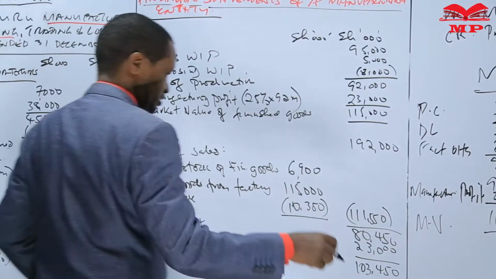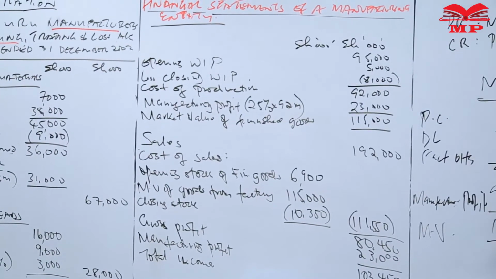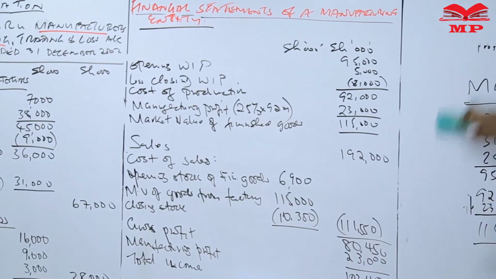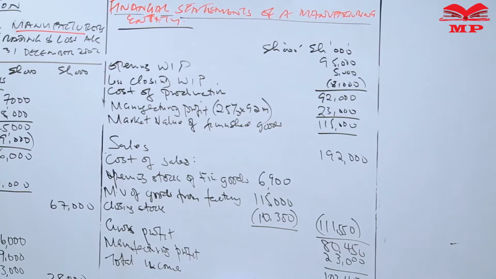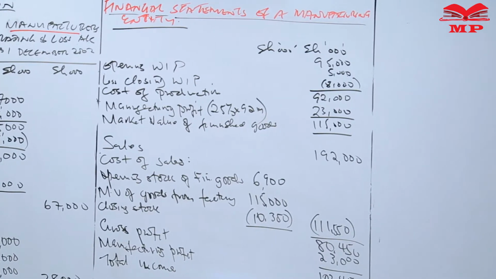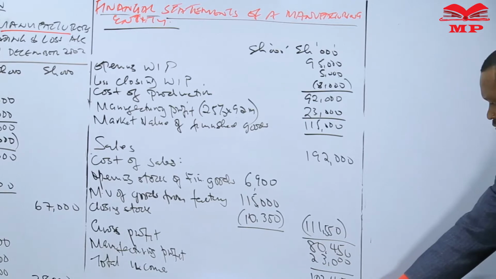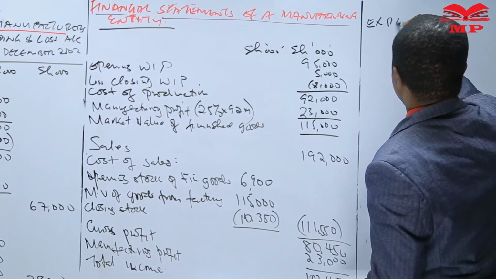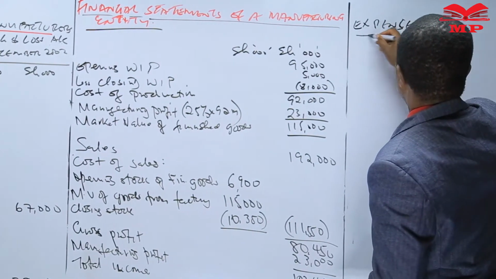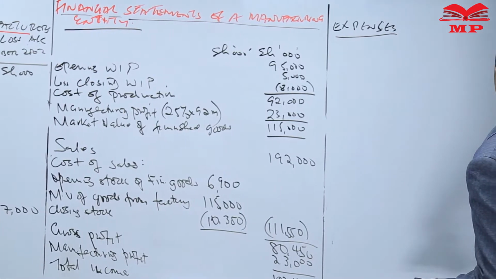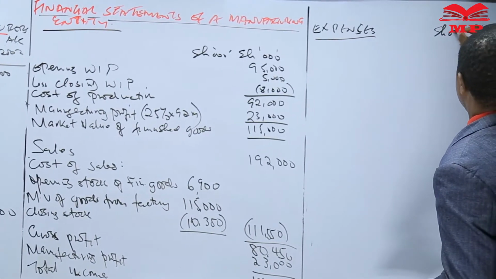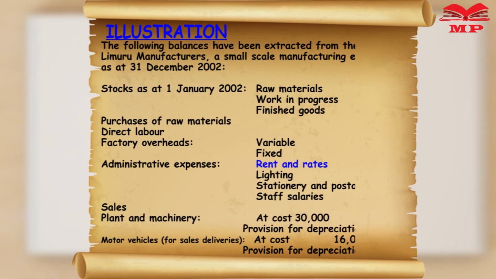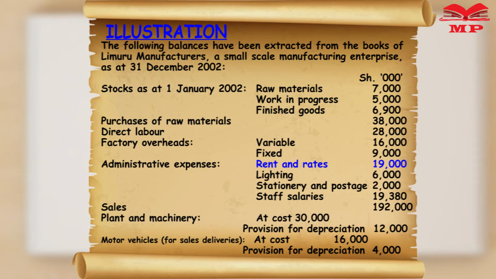Then we deduct expenses from the total income. So this is total income. We'll have here expenses. Expenses, note number, the first one there is rent and rates. After the factory overheads, rent and rates is the first expense.